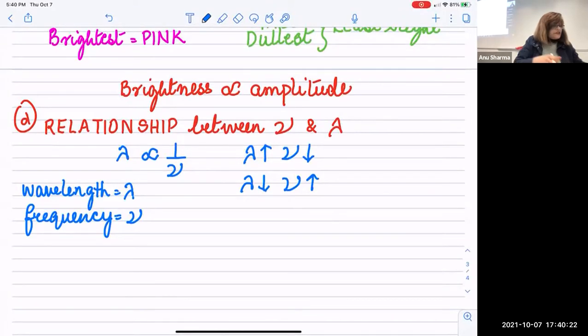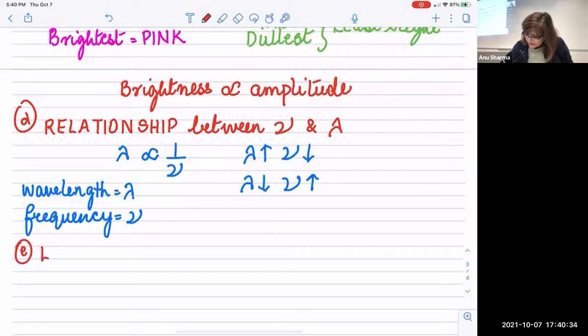Now the next thing. This gives us some clue about energy, right? What do you know about energy in general? All this is interrelated. So what do you know about energy?